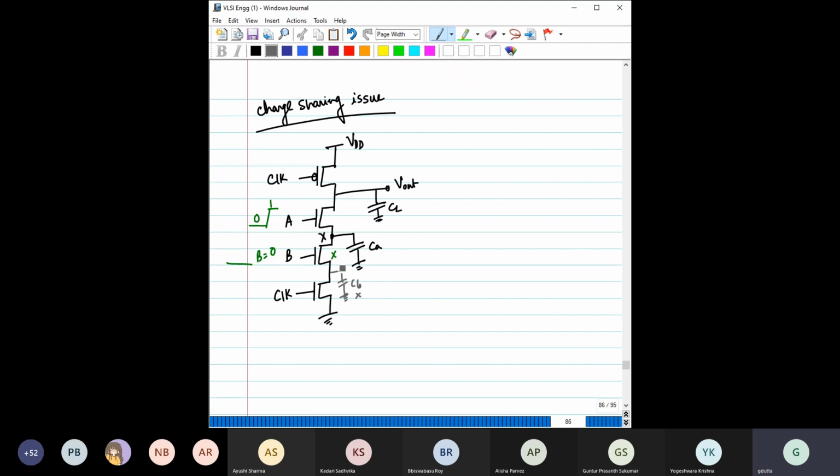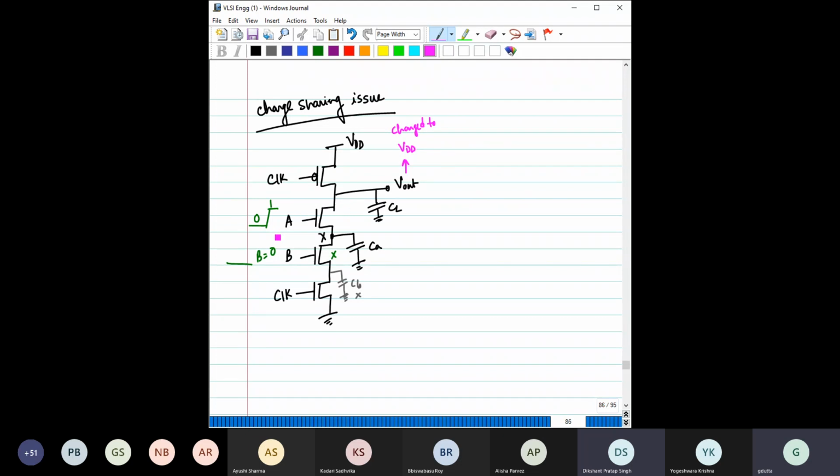Initially we make sure that the charge stored in CA and CB is equal to 0, so no charge was stored here. B is kept at 0, and now A is going from 0 to 1. The first stage is the pre-charge state. During the pre-charge state, Vout is charged to VDD. This CL will charge to VDD.